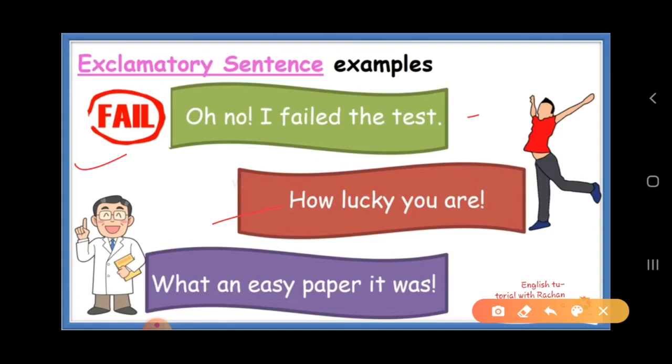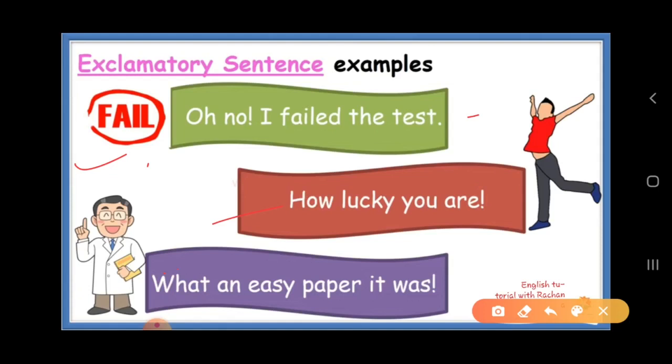So here also you can guess the feeling of the speaker, that he is full of applause for the person to whom he is speaking, that how lucky that person is. Another example of an exclamatory sentence we have: What an easy paper it was! ये कितना आसान क्वेश्चन पेपर है, इजी पेपर है. So with the help of this sentence you can easily identify that it expresses the feeling of happiness, joy, right? कि पेपर बहुत इजी है इसलिए ये हैप्पीनेस की फीलिंग को एक्सप्रेस करता है.